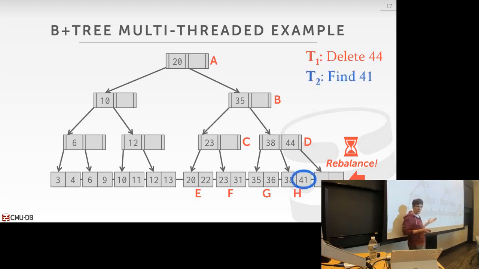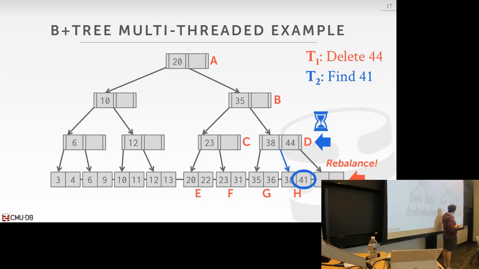That other thread wants to do a lookup to find key 41, right down here at the bottom. So it does the same thing. It starts traversing the tree, and then it gets down to this point here, looks at the separator keys, and figures out, oh, I want to go to this node. But then the OS stalls this thread and switches back to our first thread, and the first thread moves 41 over. Now when my other thread starts running again, I get down here, and the thing that I thought was there is no longer there.